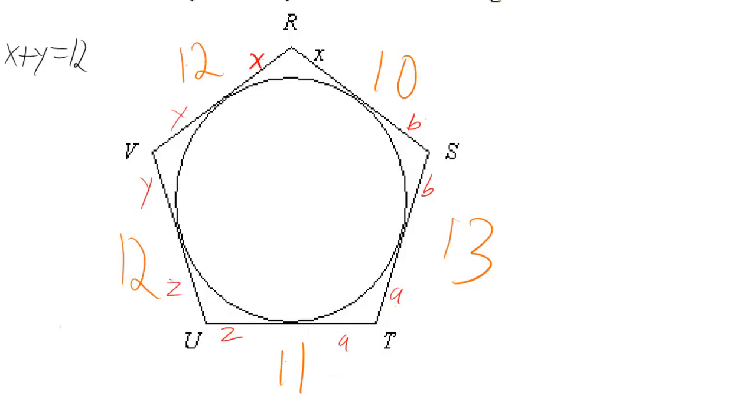And then y plus z also gives you 12. Well, if they're both equal to 12, they must be equal to each other. And if you subtract y from both sides, you get x is equal to z. So wherever I see a z, I could actually put an x. Put it right there and there.